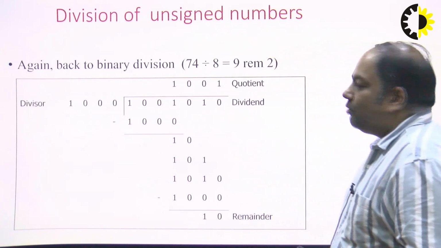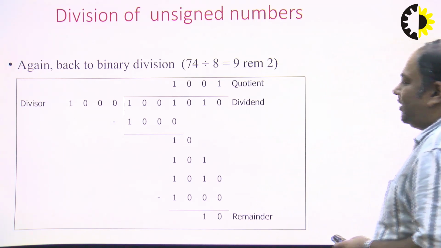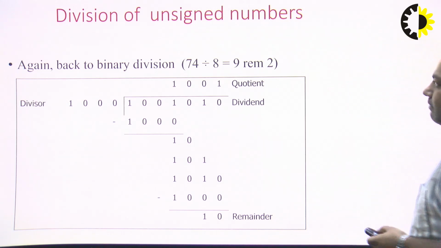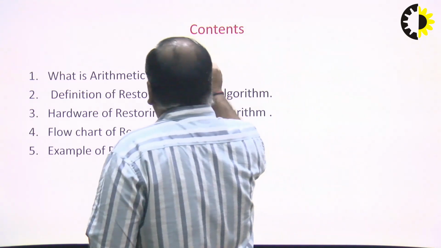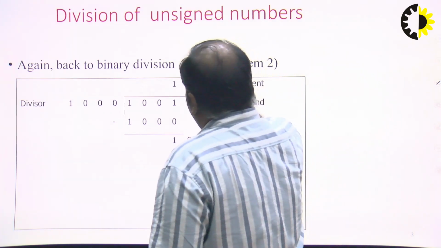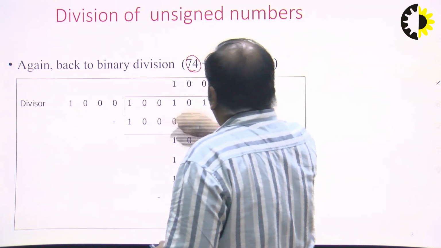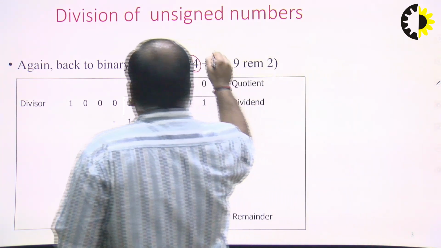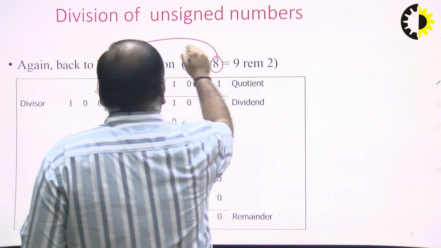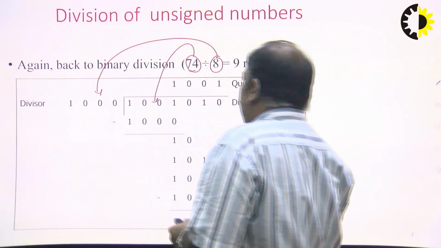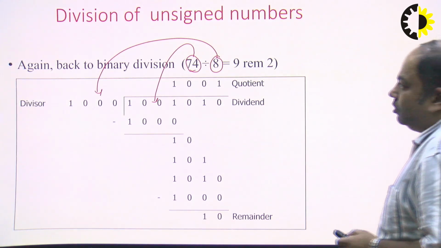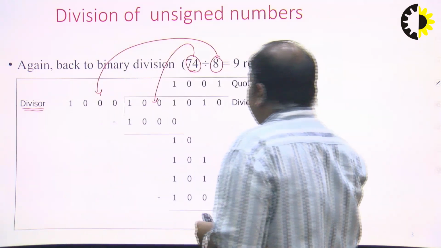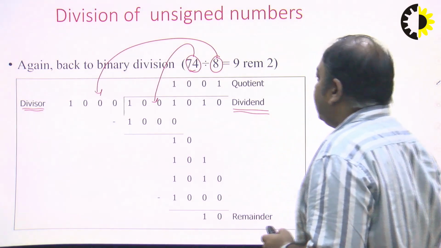First I will start with what is arithmetic division. As we all know, we have studied many times how we do a division. For example, if we want to divide 74 by 8, first we convert these two terms into binary. So 8 is represented by 1000 and 74 is represented by 1001010. So 8 will be considered as divisor and 74 will be considered as dividend.